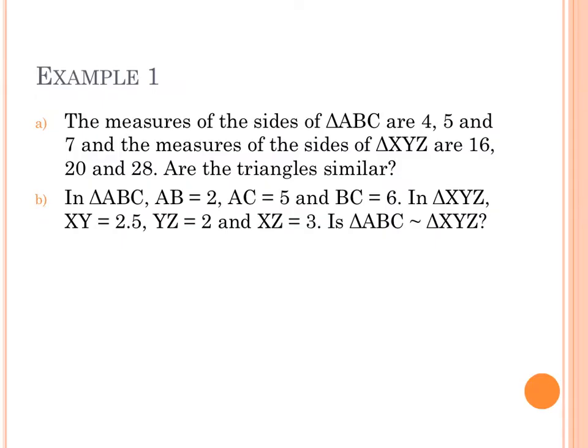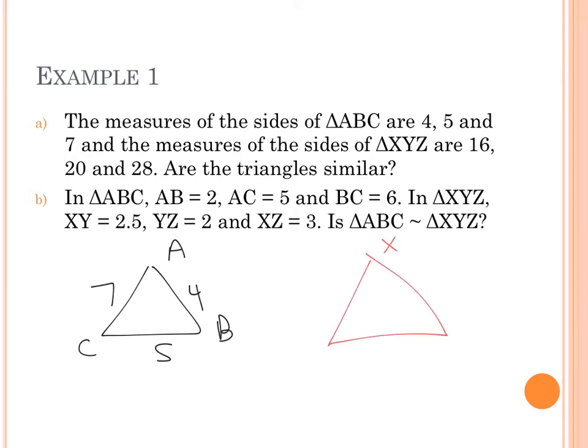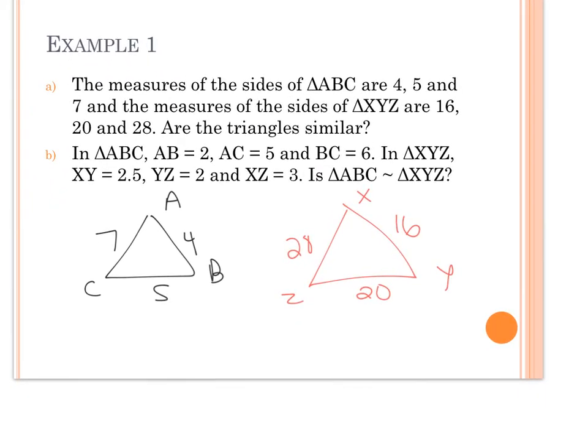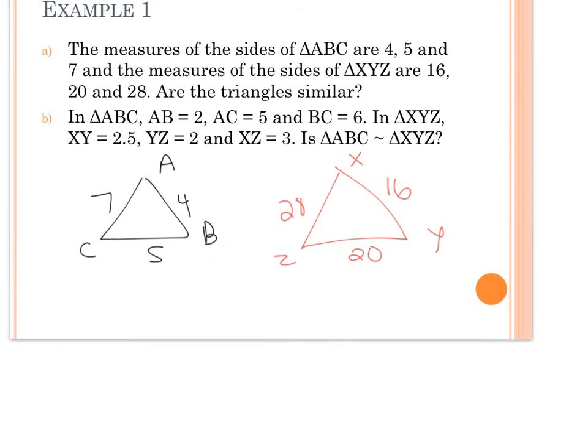This example says the measures of the sides of triangle ABC are 4, 5, and 7. So if I drew a triangle, labeled it A, B, C, 4, 5, 7. And the measures of the sides of triangle XYZ are 16, 20, and 28. Are the triangles similar? Because I don't know anything about the angles, I'm going to be looking to prove that these are similar using side, side, side similarity. So I take the smallest, which is 4, and put it over 16.